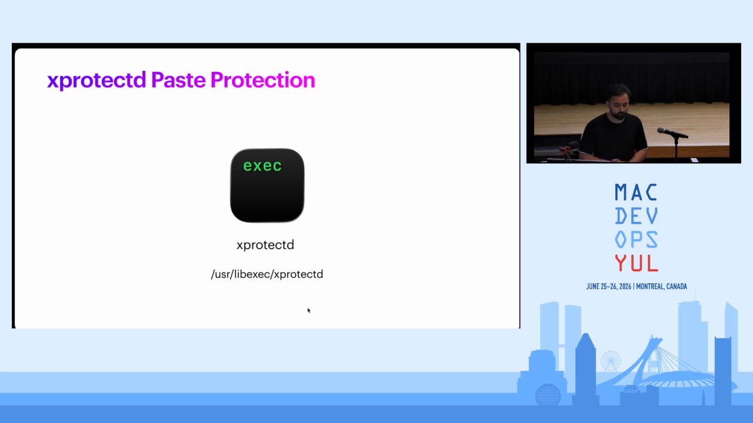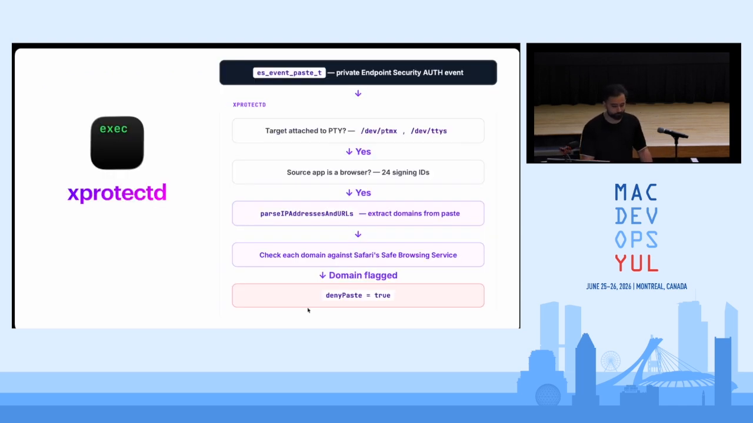Now the second protection system is in XProtectD. This one's the complete opposite. It actually reads what you paste, which is pretty interesting. So how exactly does it do that? XProtectD subscribes to a private Endpoint Security event called ES_EVENT_TYPE_AUTH_PASTE. It's an authorization event, so Apple can deny the paste.